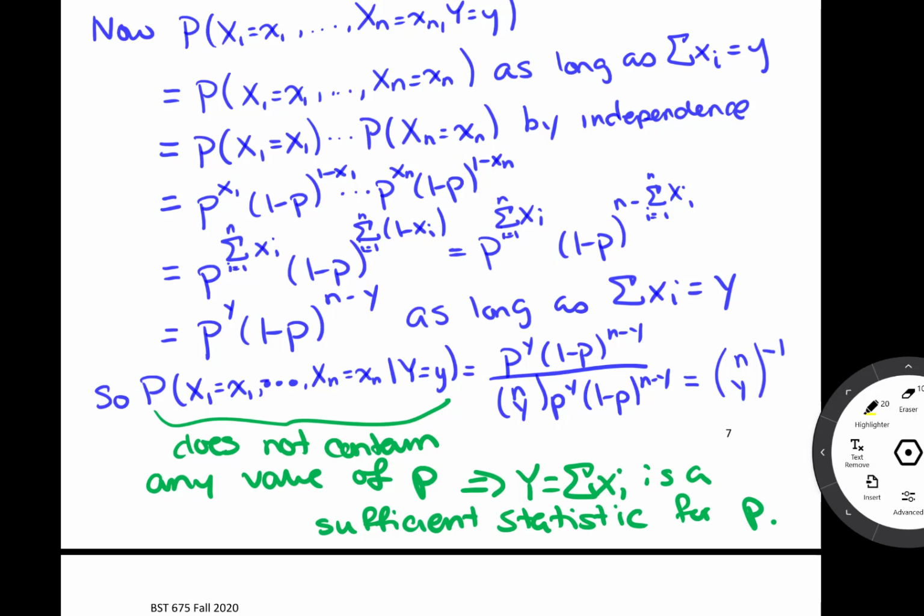So in terms of the binomial, what we're saying is if we look at our sample information, and we've got a series of successes and failures, by looking at the sum of those, the only thing we've really lost is the order in which the successes and the failures occurred. But that order really does nothing in terms of estimating the parameter p. So by using Y, we've lost that information, the order that they occurred, but we haven't lost any information about p. And so that's why we say that Y, which is the sum of the xi's, is a sufficient statistic for p.